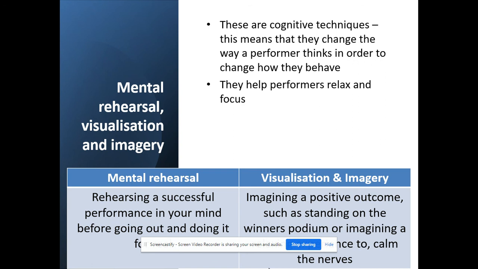Visualization and imagery is imagining the positive outcome, such as standing on the winner's podium. Or you can imagine actually taking part in the activity or the skill to help calm your nerves. So visualization and imagery, think about and imagine that positive outcome. So mental rehearsal is the successful performance in your mind, and visualization and imagery is imagining that positive outcome.